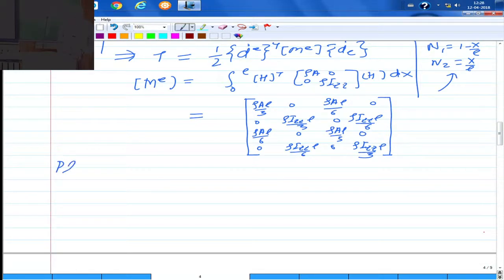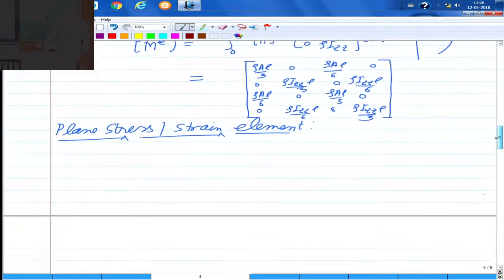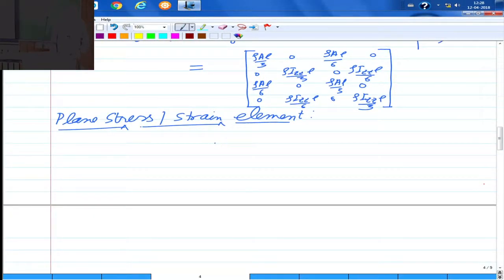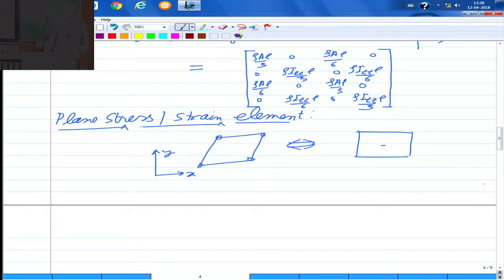Now say for example, we also want to look at a plane stress or plane strain element. So there are 4 noded or 8 noded, of course that you can always do in a similar manner. So here, in the physical coordinate space we have this element, let us say a 4 noded element, with coordinates x, y, and then this is mapped to the natural coordinate space as a square, xi and eta.